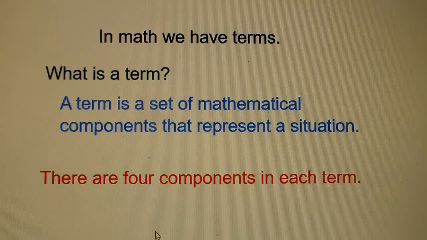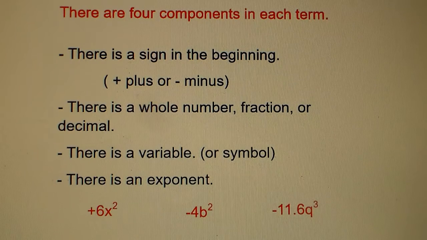There are 4 components in each term. So 4 parts to the term. These 4 parts are: there's a plus or a minus sign in the beginning. There's a whole number, fraction, or a decimal. There's a variable or a symbol. And there's an exponent to that symbol.